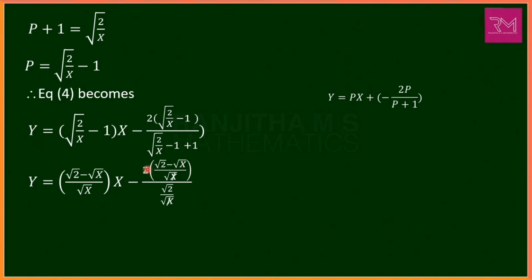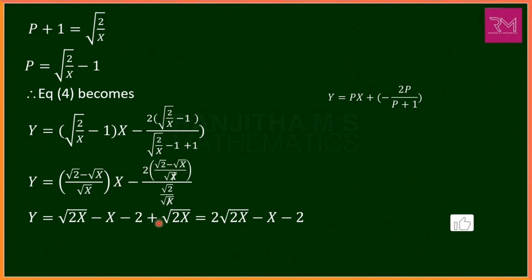Here we can split this 2 as root 2 into root 2. Therefore we can cancel this one root 2. Here also we can split x as root x into root x. Cancel this root x. Remaining is y is equal to here root 2 into root x, that is root 2 into x, minus here we get only root 2. Root 2 into root 2 is 2, that is minus 2. Here minus into minus is plus. Root 2 into root x is root of 2x, so root 2x plus root 2x, that is 2 into root 2x minus x minus 2.